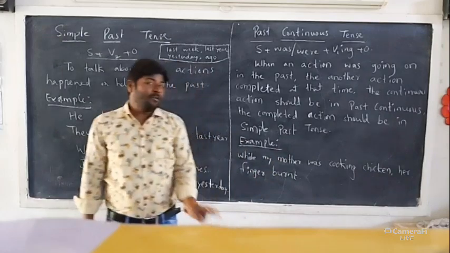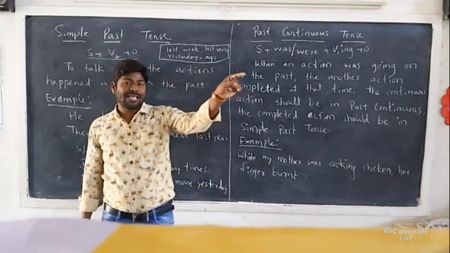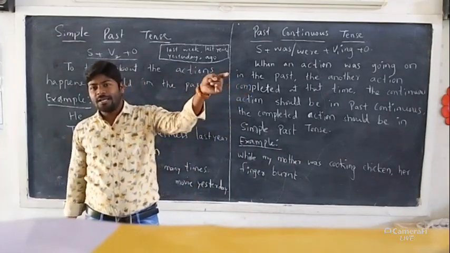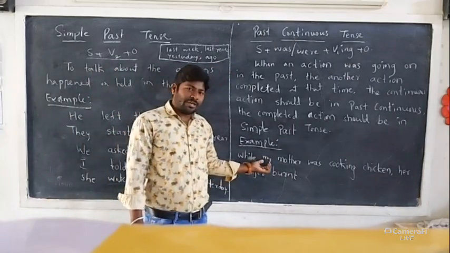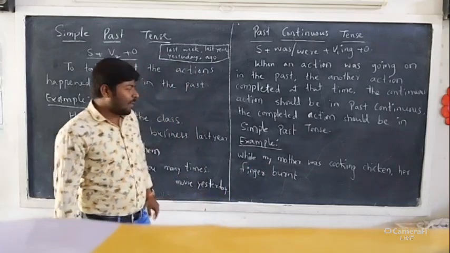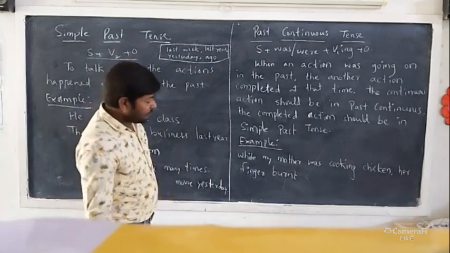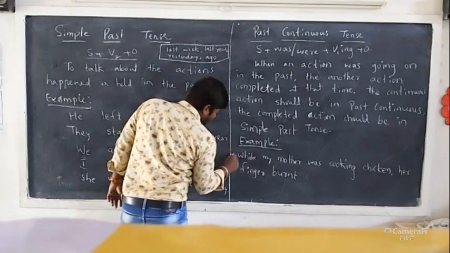Everything clear. When we have two actions, one continuous action where one action was going on, and another action completed, the continuous action should be in the past continuous. The completed action should be in the simple past tense. Okay. And next we prepare one more example.